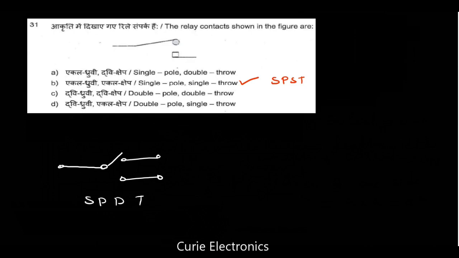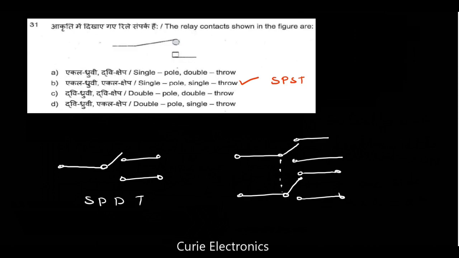We can have double pole double throw also. And these two will be connected. This is the double pole double throw switch. Okay, let's move to the next question.